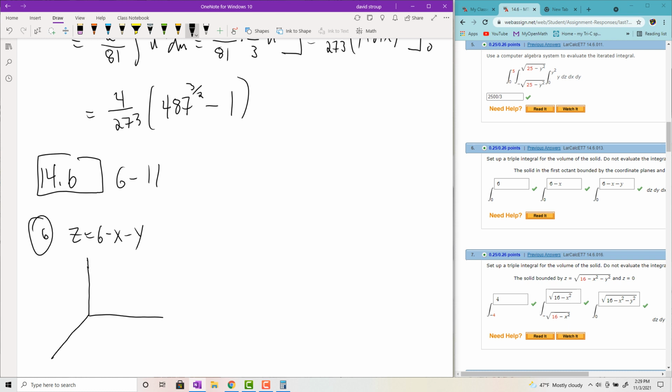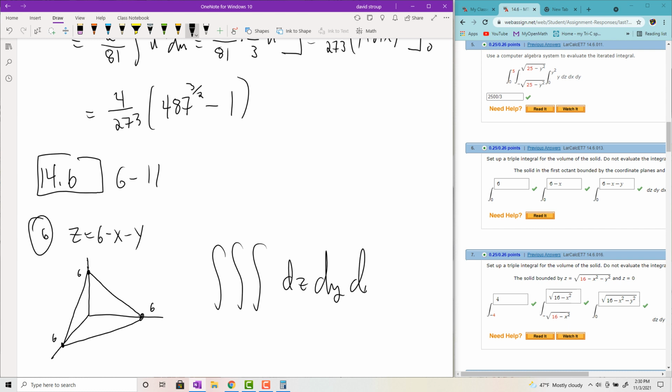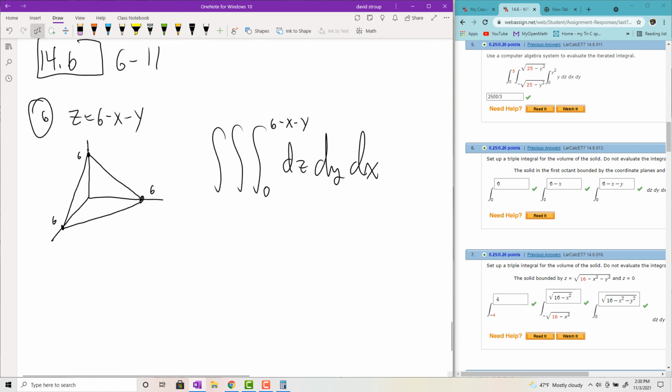If you let x and y equal 0, you get z is 6. If you let z and y be 0, you get x equals 6. And if you let x and z be 0, you get y equals 6. Okay. So you get this picture here. And I want to find the volume underneath this surface. So in my triple integral, on the inside, I'll go dz, dy, dx. On the inside, you will go from the surface z equals 0 to the surface z equals 6 minus x minus y.